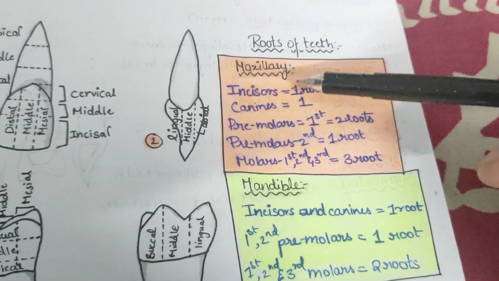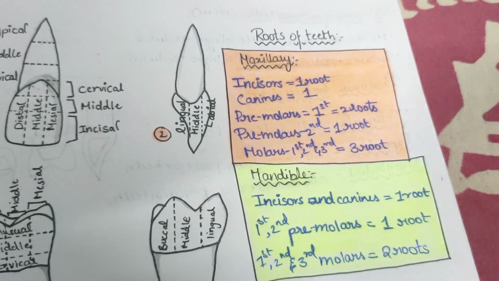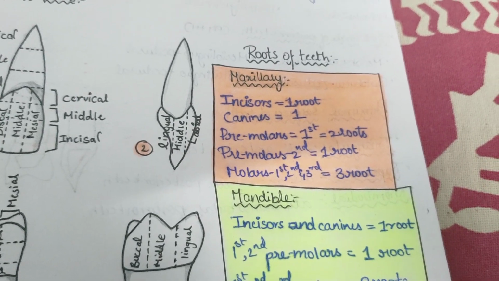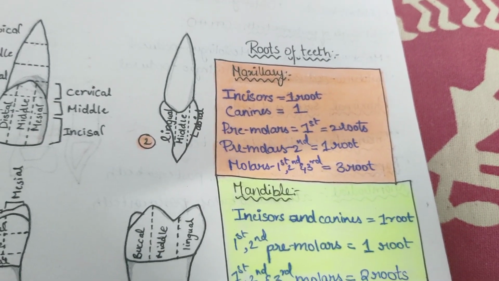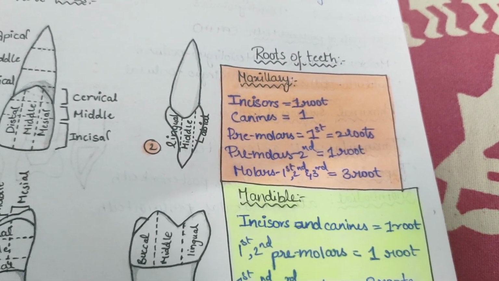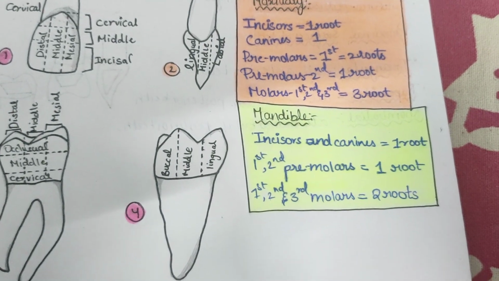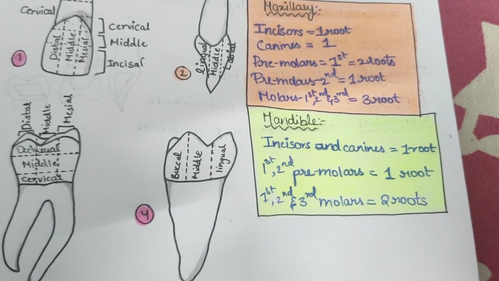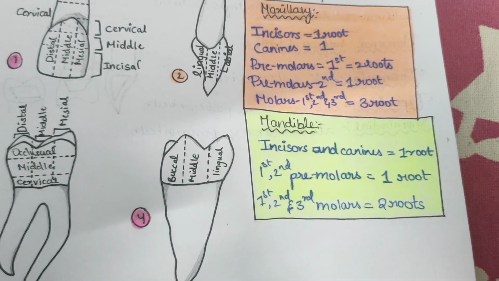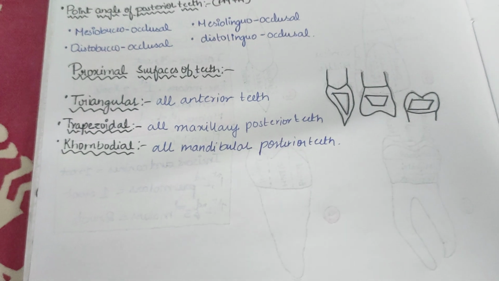Now let us know about roots of teeth. Maxillary, the upper jaw: the incisors have one root, canines have one root, the first premolar has two roots, the second premolar has one root, and the molars, first, second, and third, have three roots. In the mandibular teeth, the incisors and canines have one root. The first and second premolars have one root. First, second, and third molars have two roots.